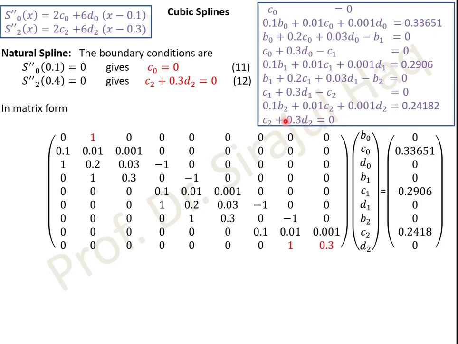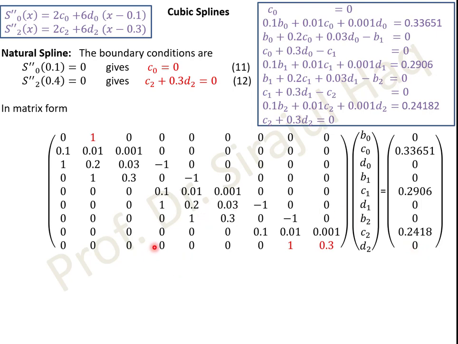This is the last equation, and if you look at this equation, in this case the coefficients of B0, C0, D0, B1, C1, D1 and B2 are 0. Coefficient of C2 is 1, coefficient of D2 is 0.3, and that is equal to 0 on the right hand side. So you can look at this system.